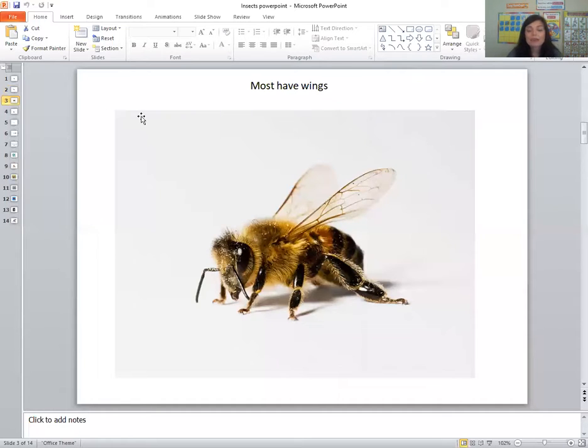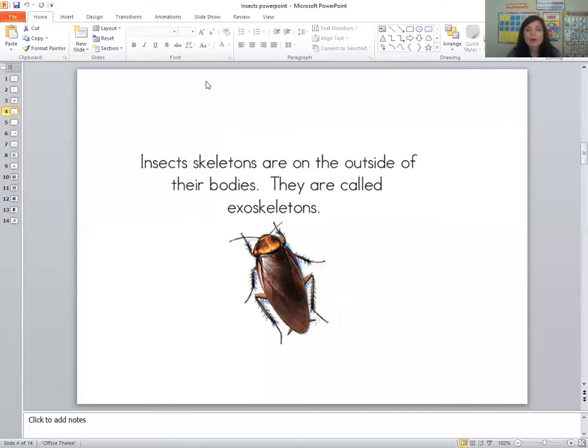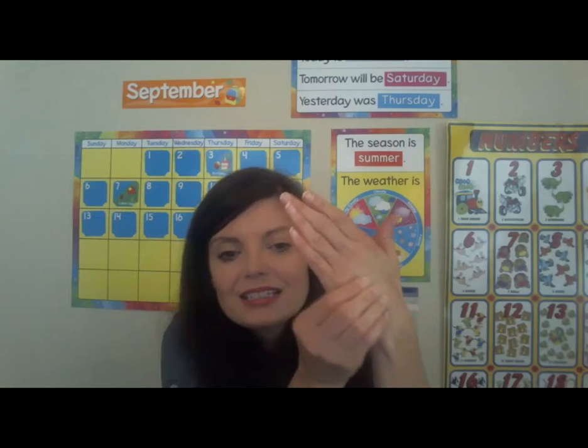Insects have wings, or at least most of them do, not all of them, because some ants don't have wings. But this insect does. This is a bee, and you can see the bee's wings. Most insects have wings. Now, I want you to do something. I want you to take your hand, and I want you to squeeze it. Do you feel something hard? Squeeze your hand. Do you feel something hard in there?